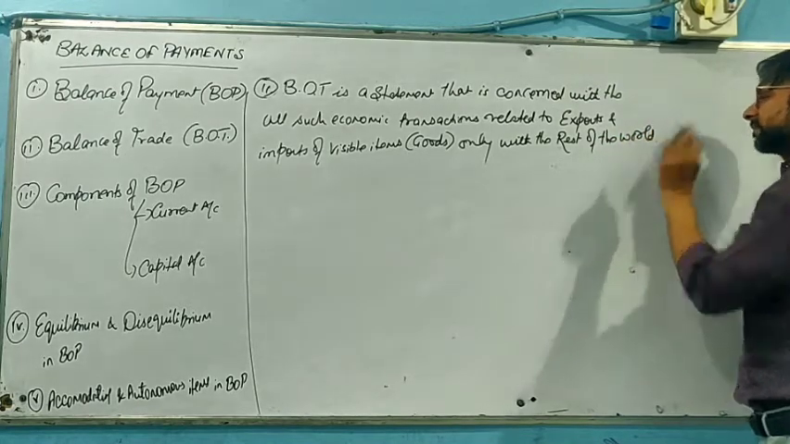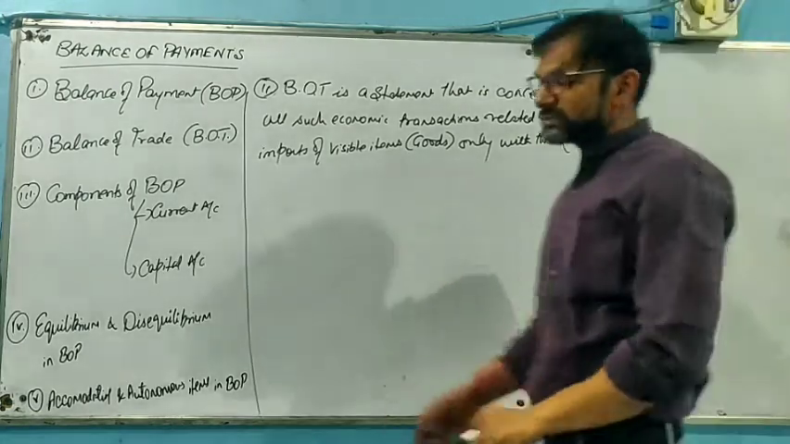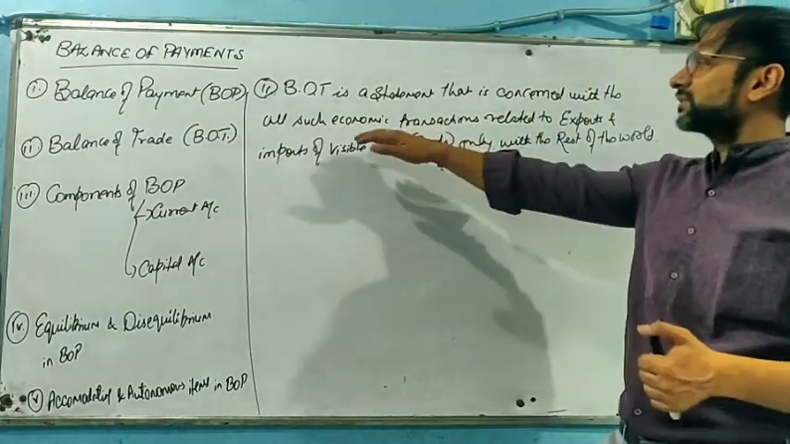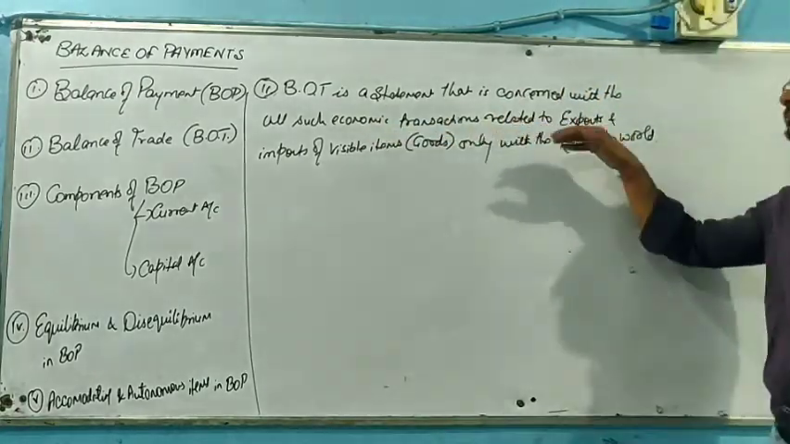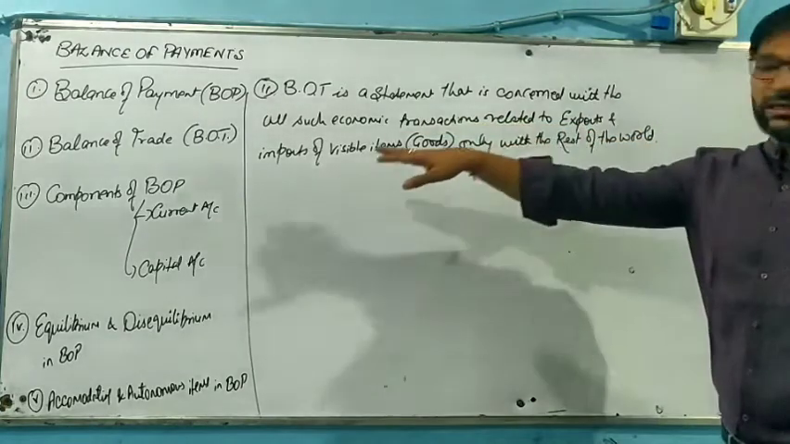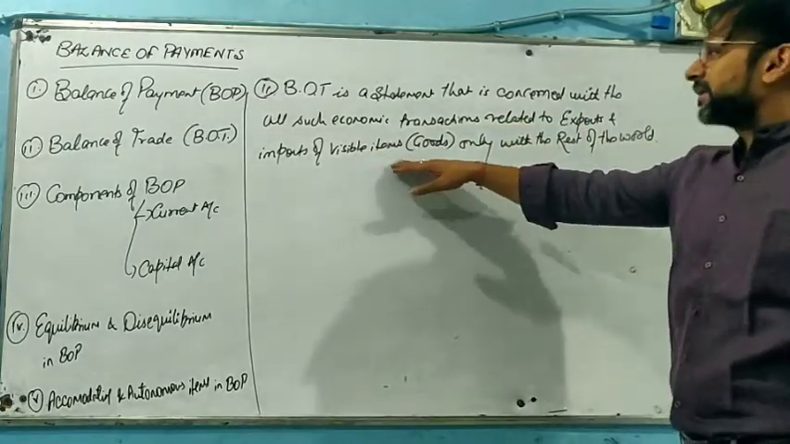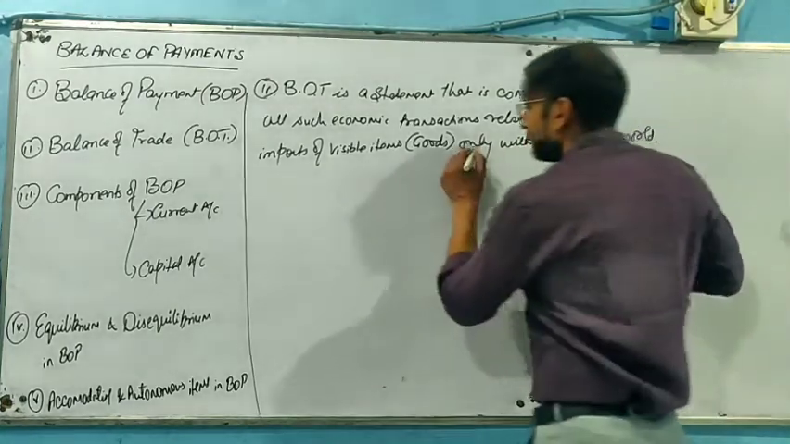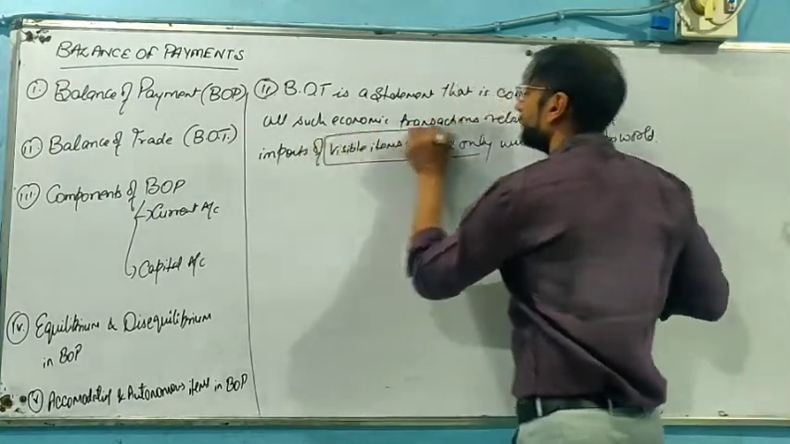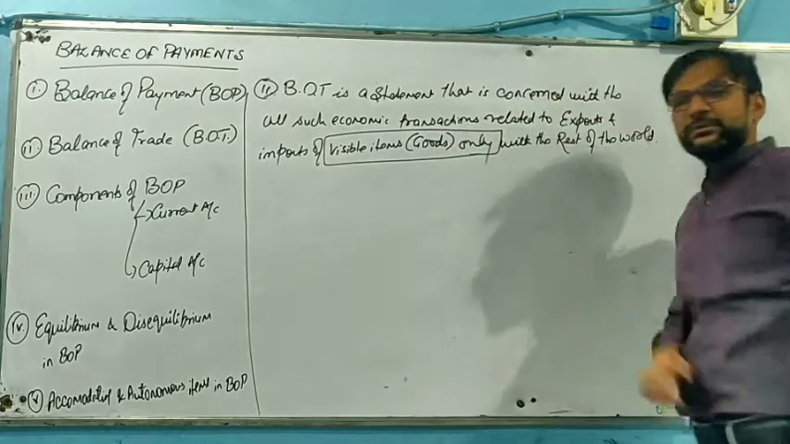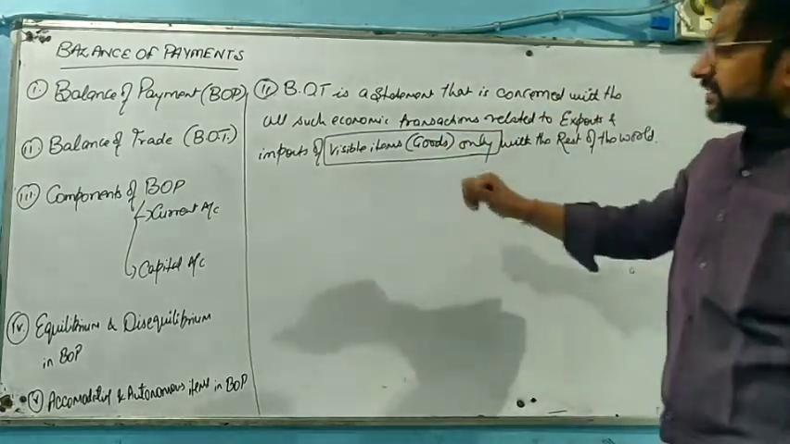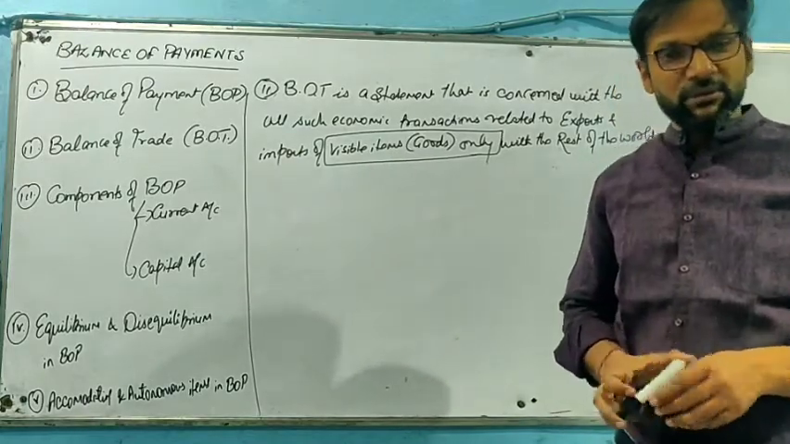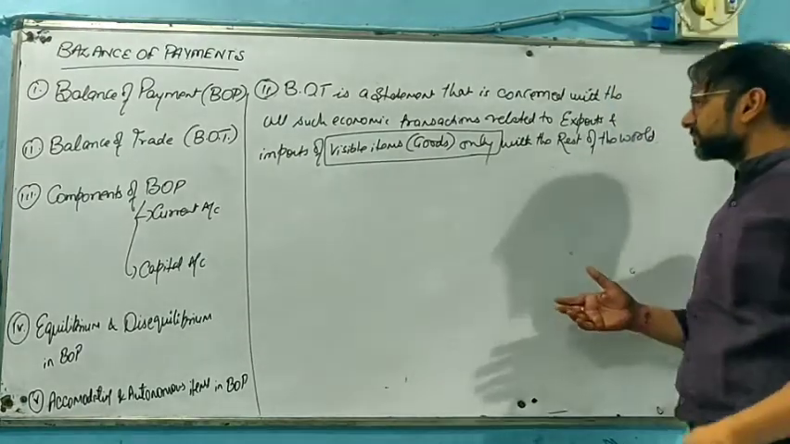It means if we talk about balance of trade, it is a statement that is concerned with all such economic transactions that are related to exports and imports of visible items, or we say goods only. Here this is very important to be understood. Balance of trade is just concerned with visible items only. The import and export of visible items, or we can say receipts and payments of visible items, with the rest of the world.